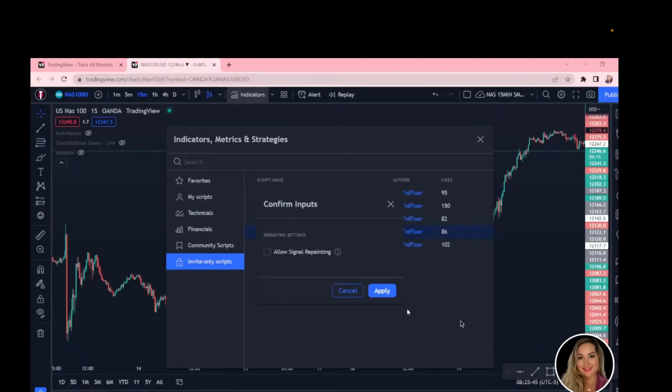When this pops up, it says to allow signal repainting. If you don't know already, this is something that will allow repainting. That means that the signal will print before close of candle. If you want to get an alert a little bit earlier, just to be aware that something potentially is coming, then you will allow this. You will click on this and click apply.